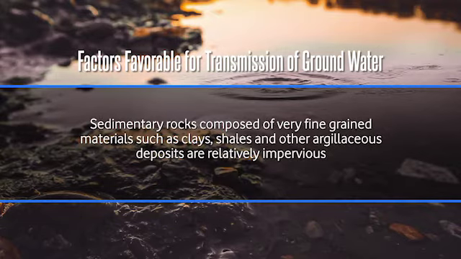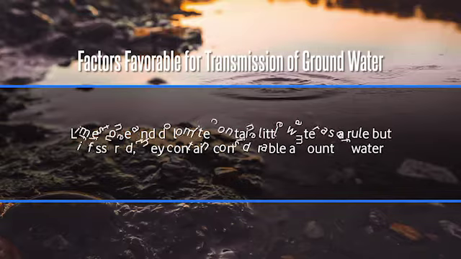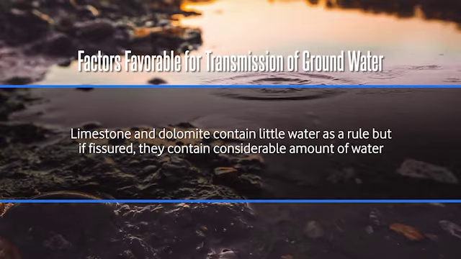Sedimentary rocks composed of very fine grained materials such as clays, shales and other argillaceous deposits are relatively impervious. Limestone and dolomite contain little water as a rule, but if fissured, they contain a considerable amount of water.